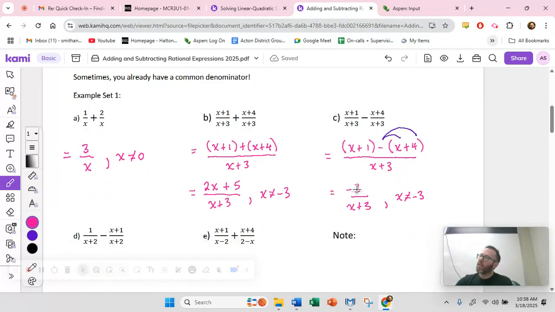Can you guys try D? Can you guys give D your best go? The denominators are identical, so you can just subtract the tops. Just give it a try. Do it lightly in pencil. I'll do it in like 20 seconds, but just give it a try. It's already a common denominator. You can just subtract the tops.